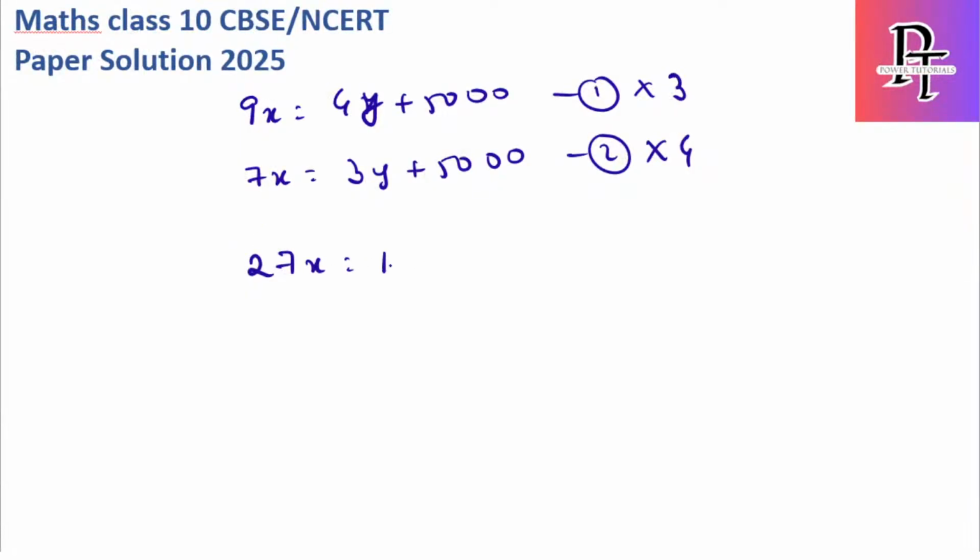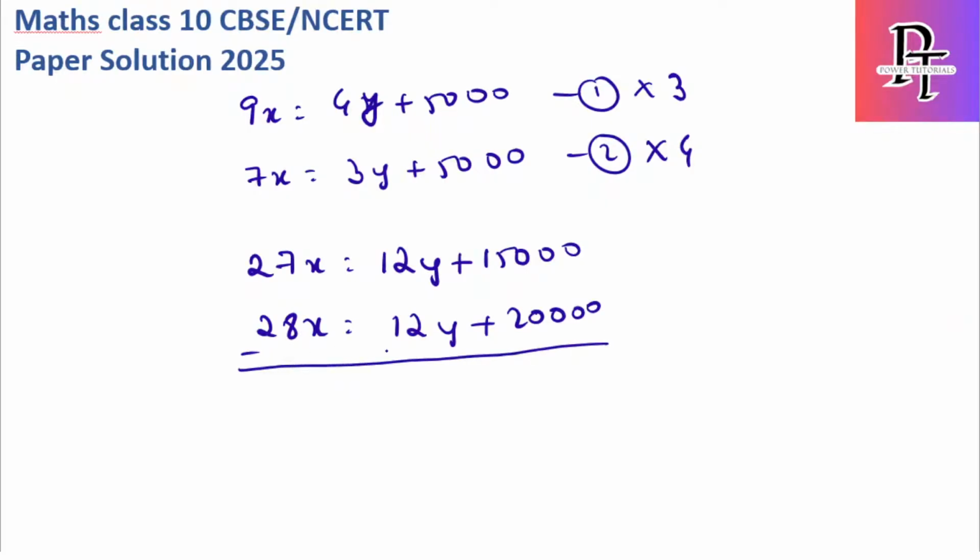So now this becomes 27x equal to 4 3s are 12y, 5 3s are 15,000, and 28x is equal to 3 4s are 12y plus 4 5s are 20,000. So if I subtract, 27 minus 28 is minus x, and 15,000 minus 20,000 is minus 5,000. So I got the x value as 5,000.